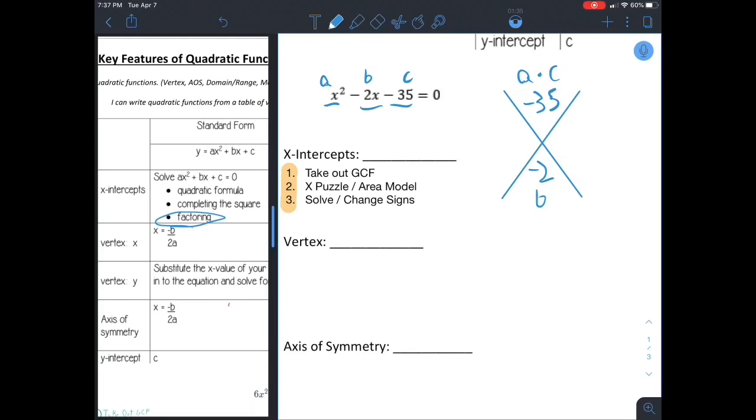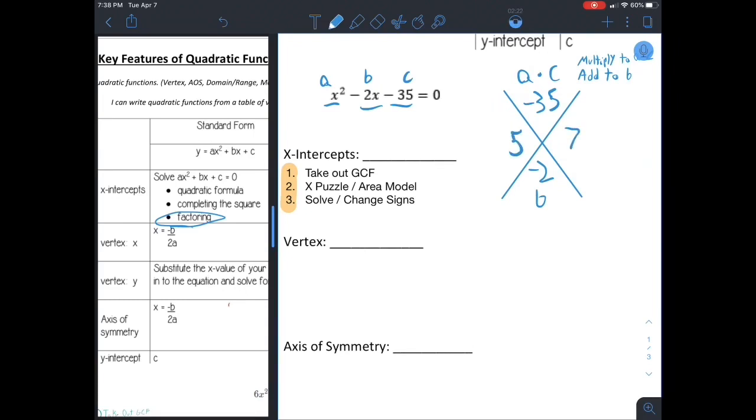To complete our X puzzle, we need to find two numbers that multiply together to give us A times C, or our top number, and add to give us B, or our bottom number. So what two numbers multiply to 35? I'm going to start there. Well, we have 35 and 1, but there's no way that could add to give us negative 2. 35 ends in a 5. It's divisible by 5. 5 times 7. Let's try that.